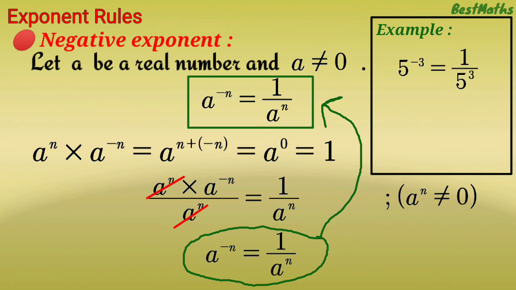For example, 5 to the negative 3 is just 1 over 5 to the 3. Another example, square root of 7 to the negative 5 is equal to 1 over square root of 7 to the 5.